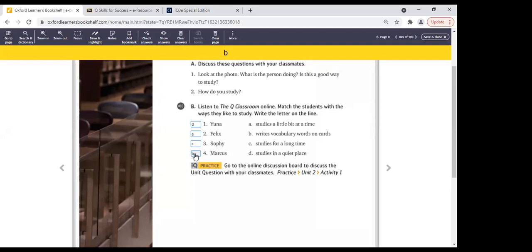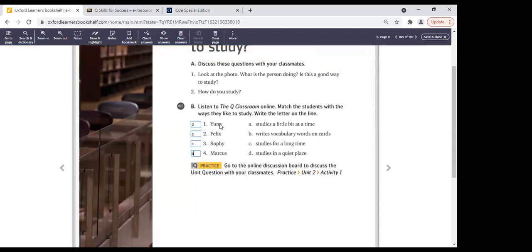Which one of you do you think is better? Is it better to be like Yuna, studying in a quiet place, or like Felix, where you have sound? I disagree with Marcus and Felix, and agree with Yuna. Okay, so most people can concentrate better when it's quiet. Yes. Yeah. I agree.